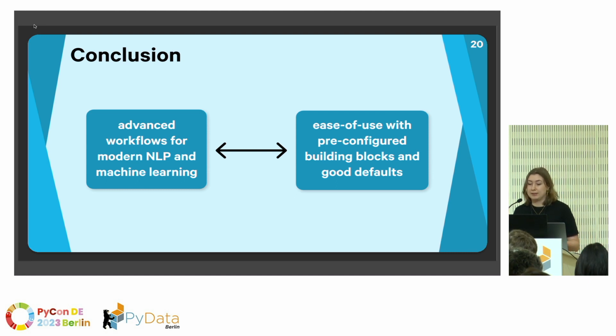This spectrum is, I think, really hard to balance in developer tooling, but I also think it's something that can be super impactful if it's done right. On one hand, you have to make it easier to get started so that users don't have to put a ton of time into trying out the solution. You have to have ease of use, pre-configured building blocks, and good defaults. And on the other hand, you have to make the library adaptable and configurable so it can grow with the development needs of a project. You need to have it compatible with advanced workflows for modern NLP and machine learning.